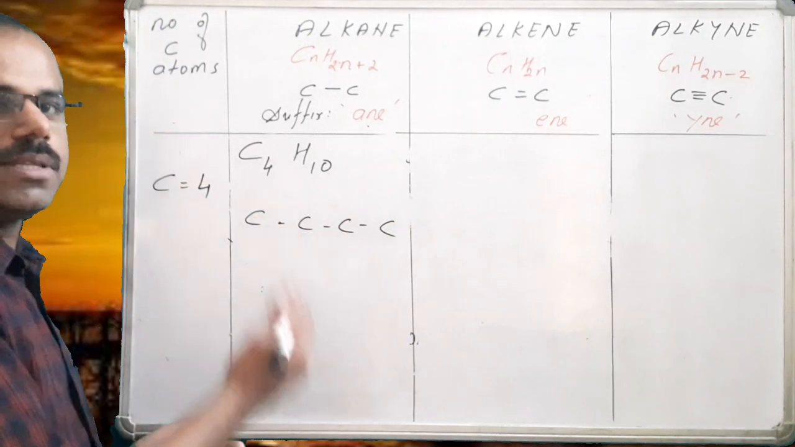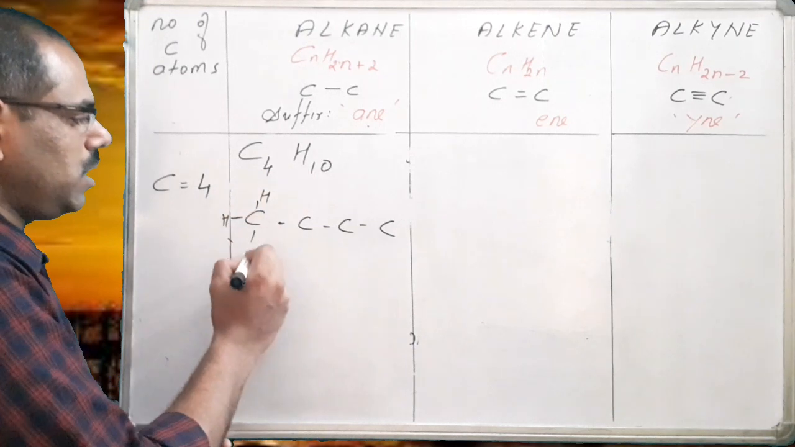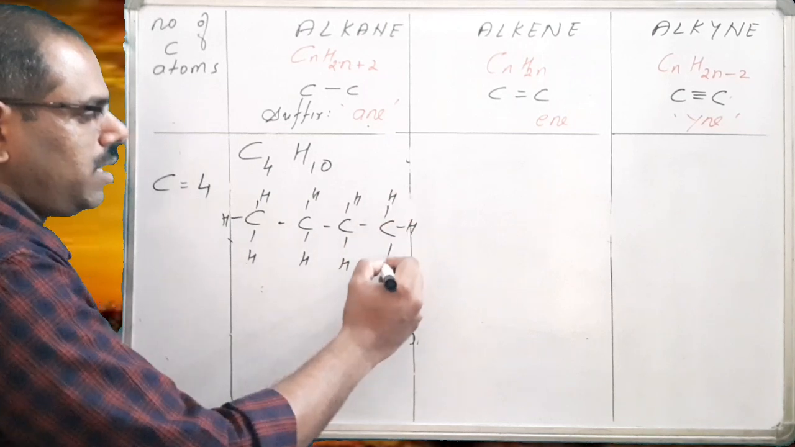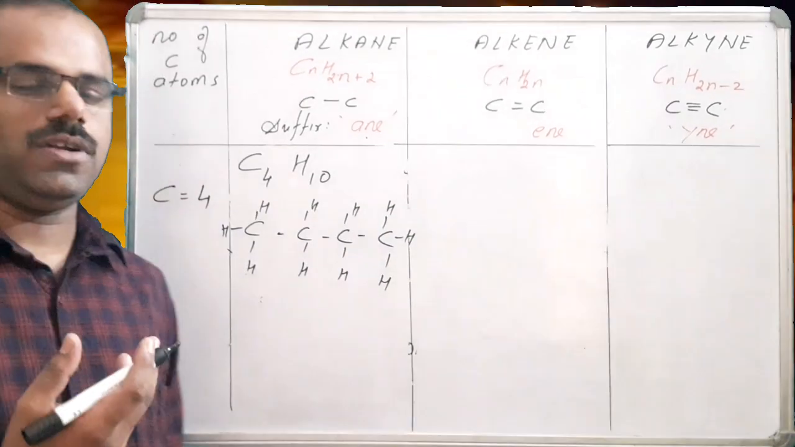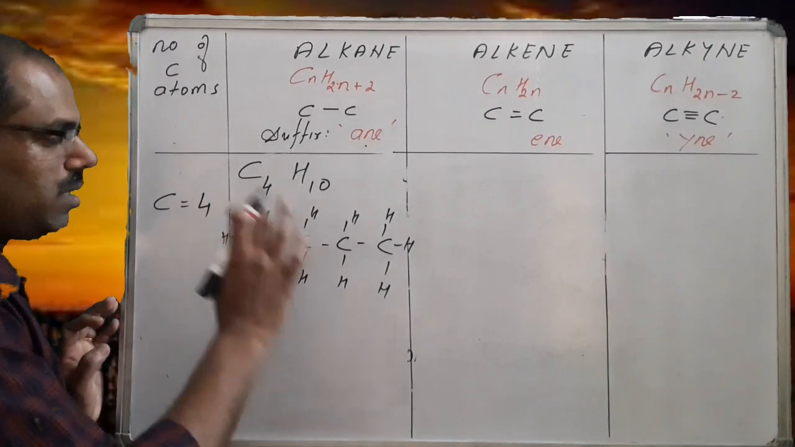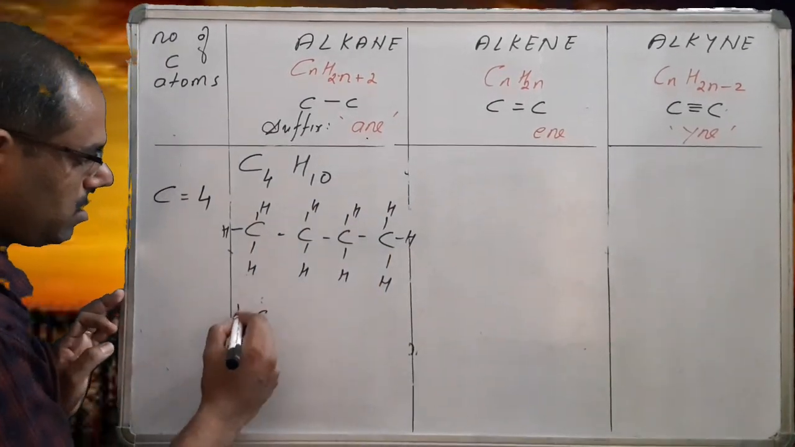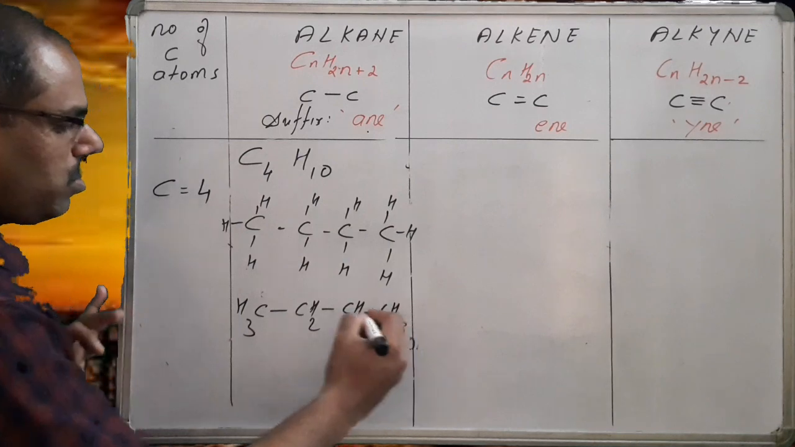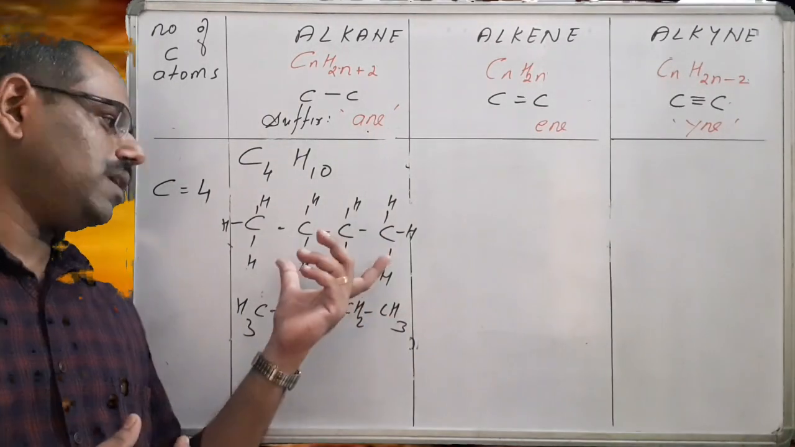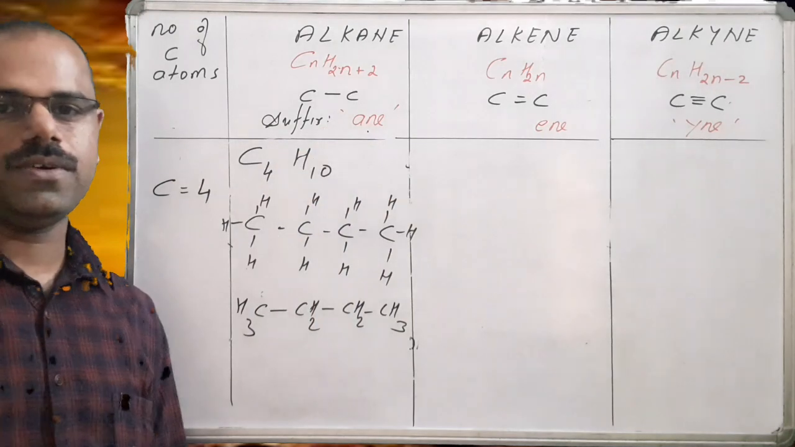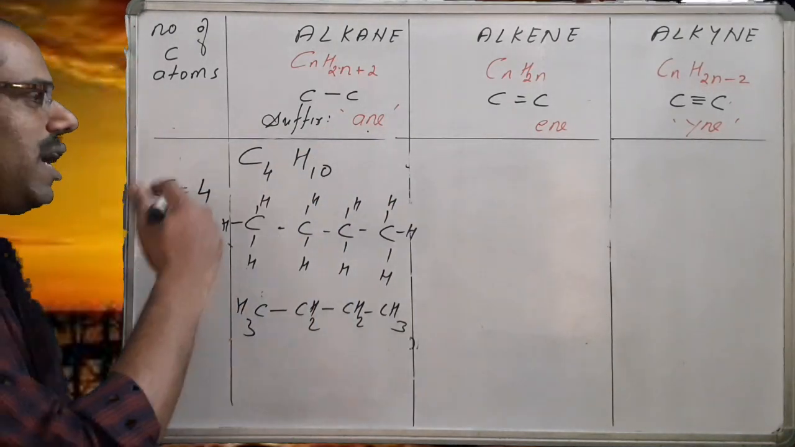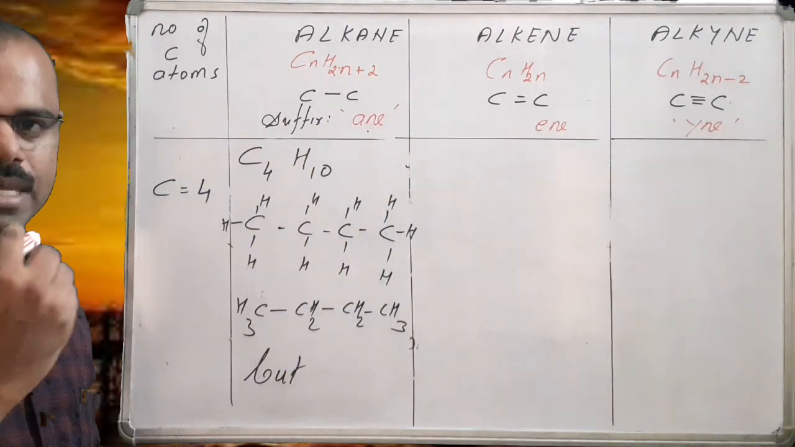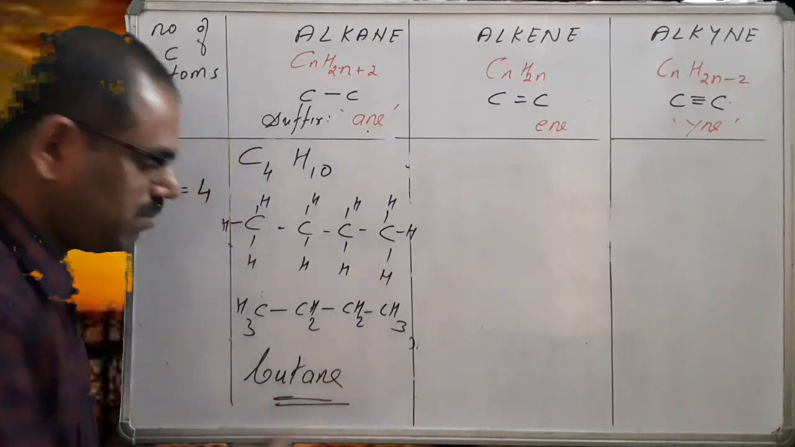So the rest of the bonds are filled with hydrogen. First hydrogen, 2, 3, 4, 5, 6, 7, 8, 9 and 10 hydrogens. How do you make the condensed formula? First CH3, single bond, CH2, single bond, CH2, single bond, CH3. So this is known as the condensed formula, and this is called the structural formula, and this is the molecular formula. Okay, and what is the name of the compound? For 4 carbons, we use the word root but, single bond, so suffix ane: butane.